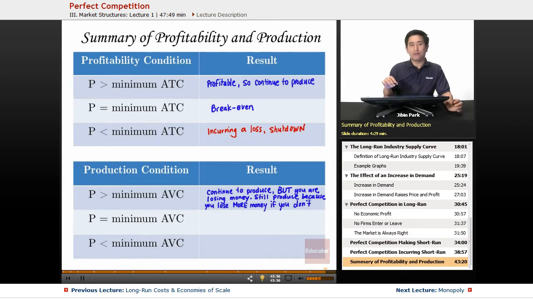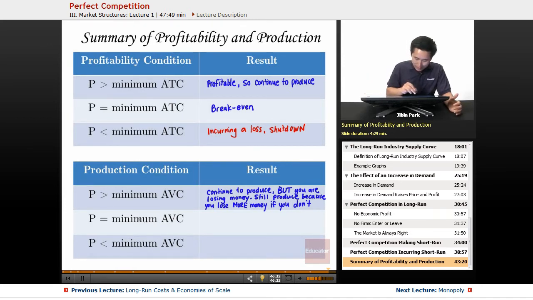But keep in mind that you're not profitable, but you still want to produce in order to cover some of that fixed cost. So as long as the price is greater than the AVC, you're making more money than if you didn't do anything. So you are losing money, but it's a fixed cost, so you can't do anything. So if you produce, you're losing less money. If you just stand pat, you're actually losing more money than if you actually produce.